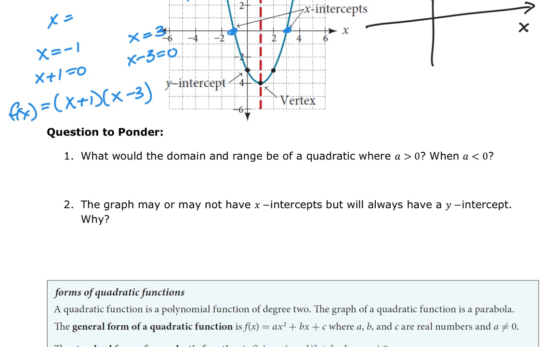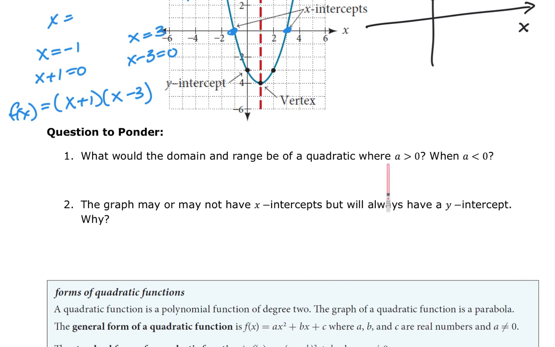Here's some questions to ponder. What would be the domain and range of the quadratic where the coefficient is greater than 0 or when the coefficient is less than 0? Now notice what we have done here is that we don't have a subscript of a sub 2 on either one of these. And the reason is because we're going to start to write this in the general form of a quadratic. That's down here as a preview.